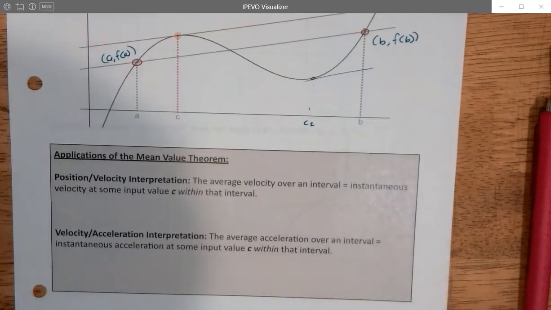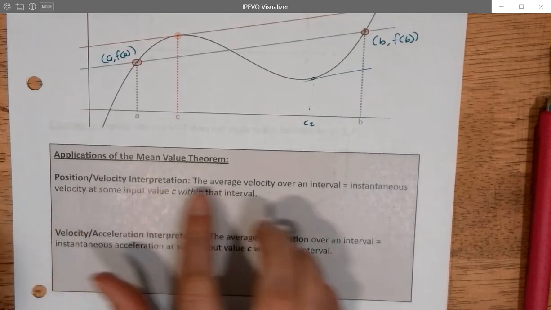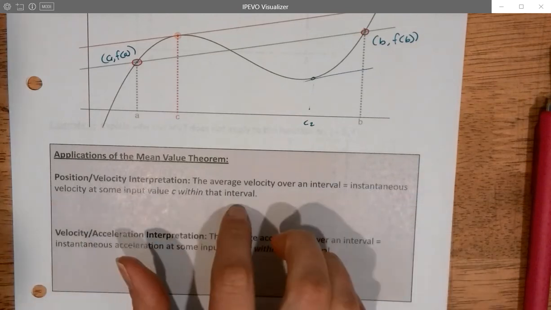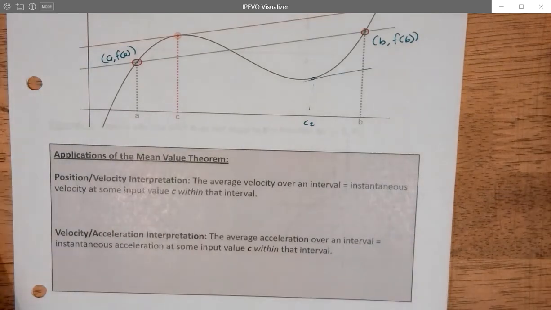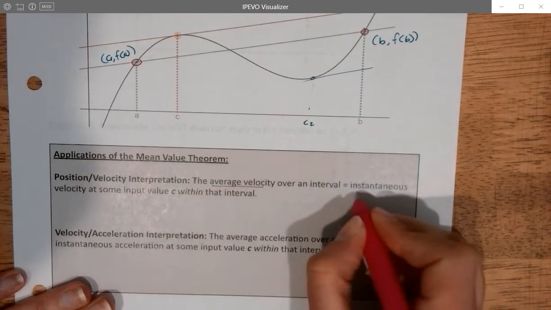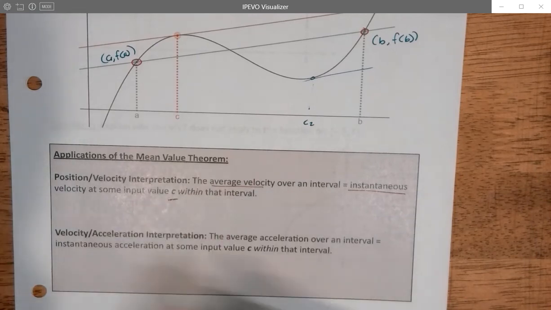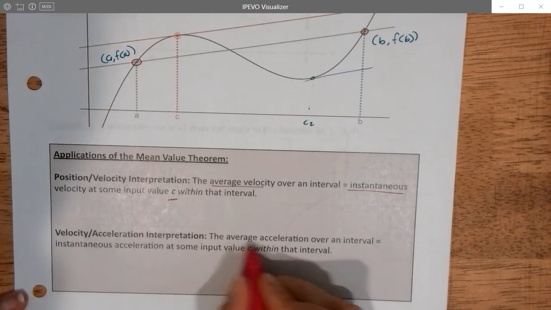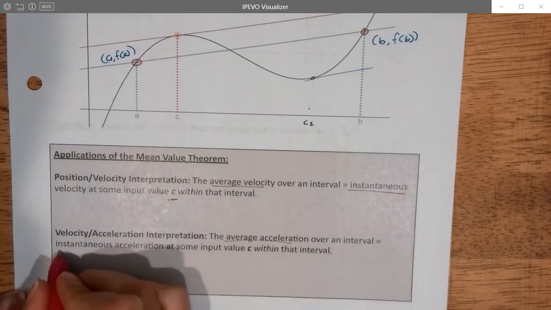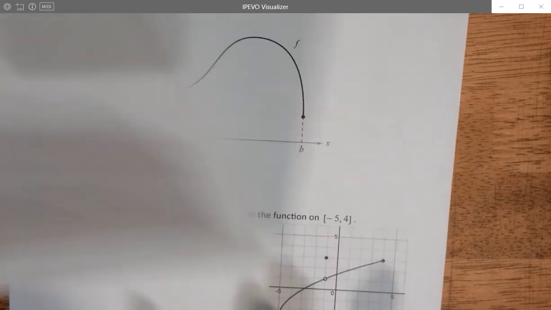Some applications of the mean value theorem. There are some position and velocity interpretations. The average velocity over an interval is equal to the instantaneous velocity at some point within the interval. So instantaneous velocity can be hard to compute, but if we can find the average velocity, we can guarantee that it's achieved at at least one point in the interval. We can also talk about it in terms of velocity and acceleration. We can find average acceleration, it's just slope, so relatively easily, and your average acceleration must be achieved as instantaneous acceleration at some point. We'll look at those applications in a little bit.